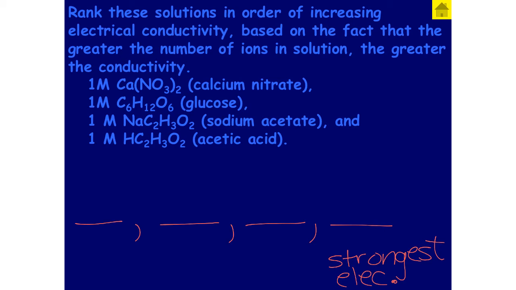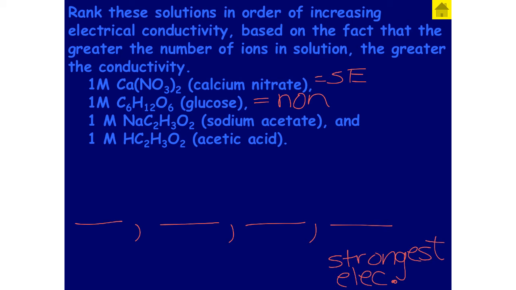We have calcium nitrate. Calcium nitrate is a soluble ionic compound, so this is going to be a strong electrolyte. We have a 1 molar glucose solution. That would be a non-electrolyte. Glucose is a covalent compound. It is not going to ionize in solution.